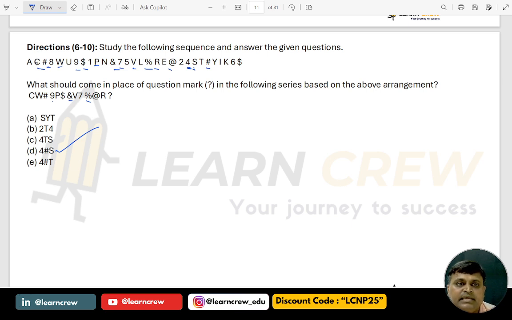So you have CW hash. After that there is a gap. So you start with 9P dollar. So after that there is a gap. So similarly here you will leave a gap. So then you will start with 4 hash, yes, this is correct. You are leaving this and starting this, right?